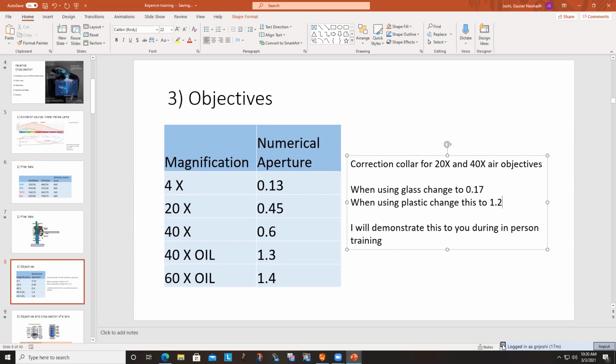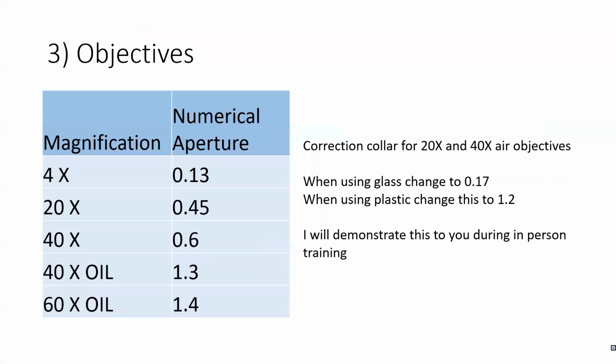What these numbers mean, I'll show you the correction collar when you are here tomorrow in person, because you will have to change it. When you are using a glass cover slip, you have to use a correction collar setting of 0.17, which is the thickness of the glass cover slip, 0.17 millimeters. When you are using plastic, you have to change the correction collar to 1.2, because the thickness of the plastic is 1.2 millimeters. Now, if you don't change this, your image will look pretty terrible.